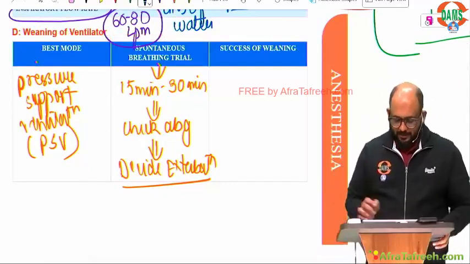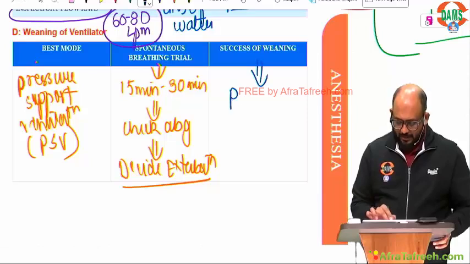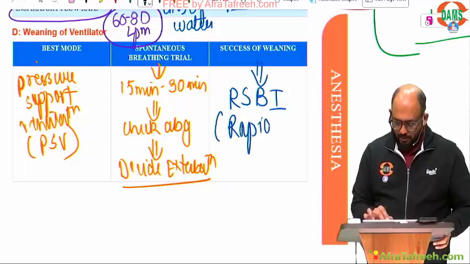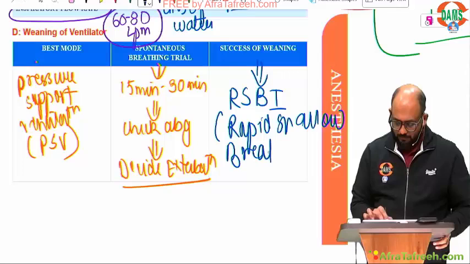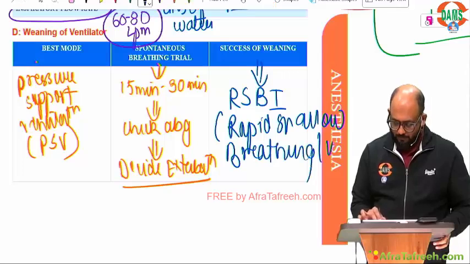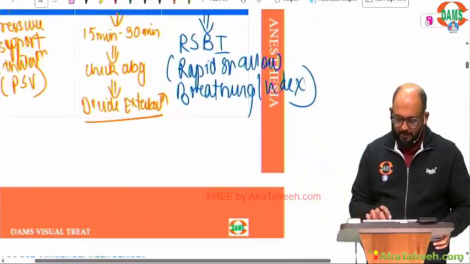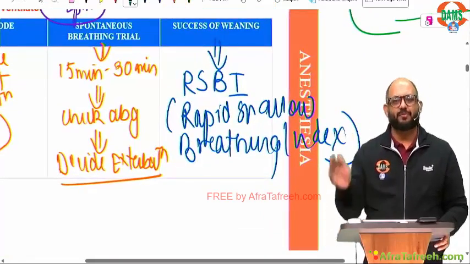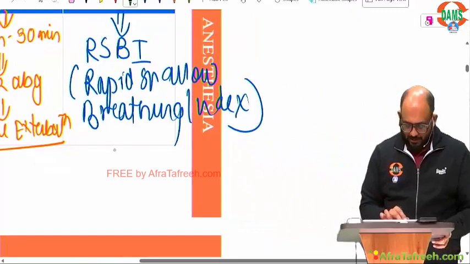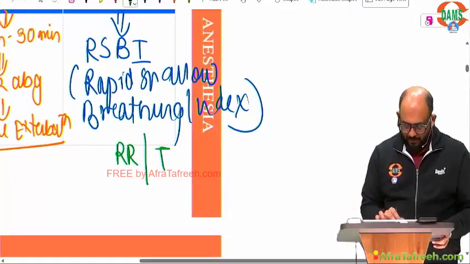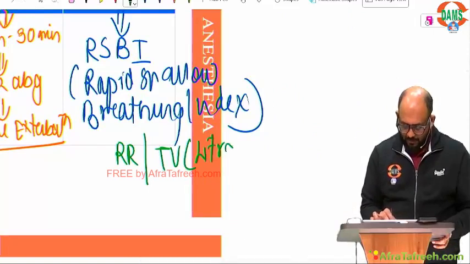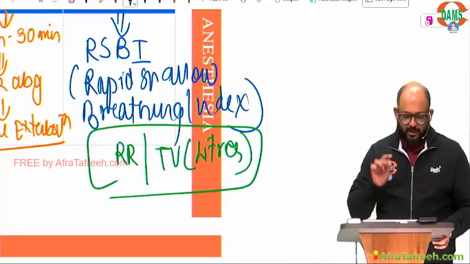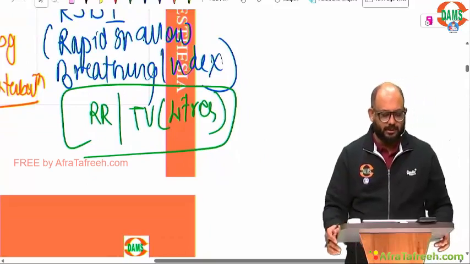And then success of weaning is decided by an entity called RSBI, the Rapid Shallow Breathing Index. This decides your success of weaning, which is the respiratory rate of the patient divided by tidal volume in liters.